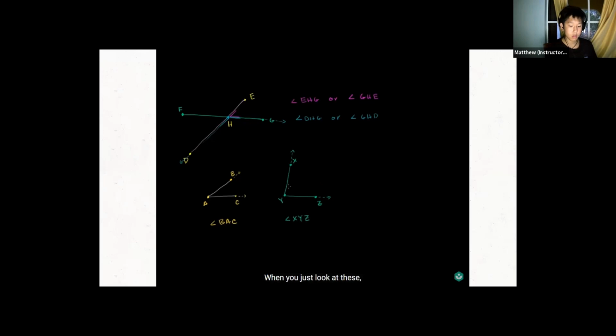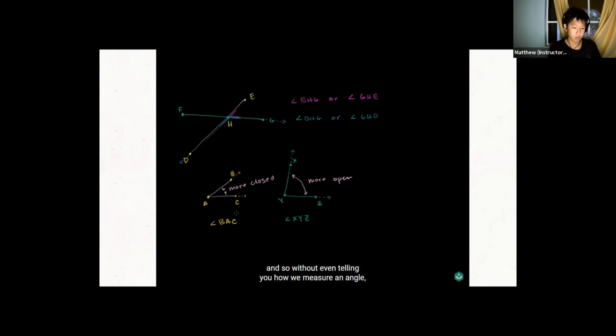And so when you just eyeball these two angles, it looks like this one is more open, while this one over here looks more closed, at least relative to this one. So maybe when we measure angles, we should measure them based on how open or closed they are. And that actually is the case.